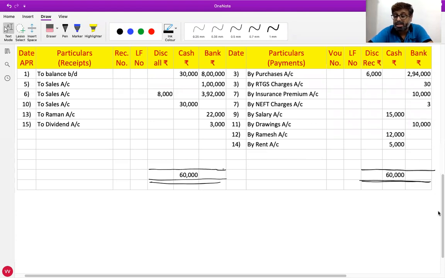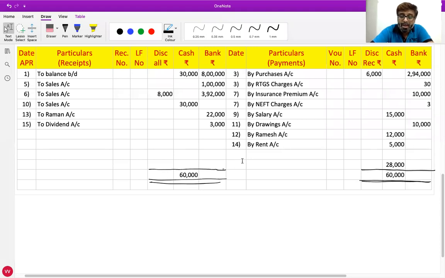Now from 60,000, subtract the amounts. 60,000 minus 15,000 minus 12,000 minus 5,000. Do you get 28,000? Yes or no?